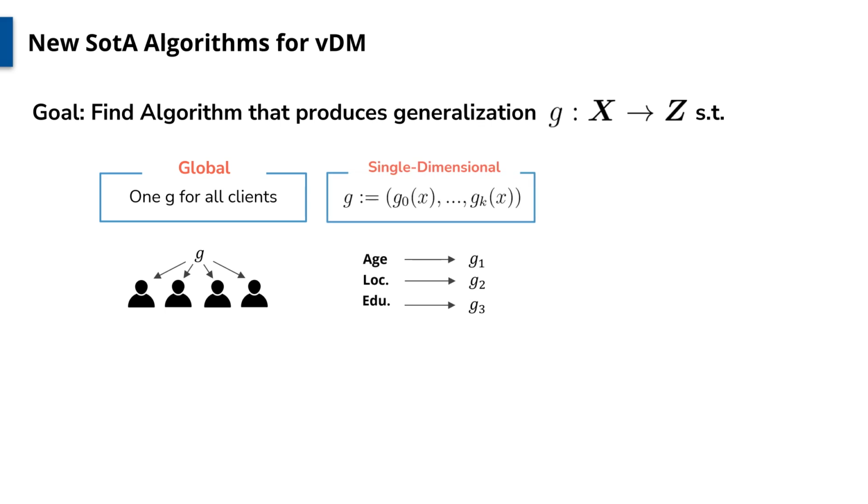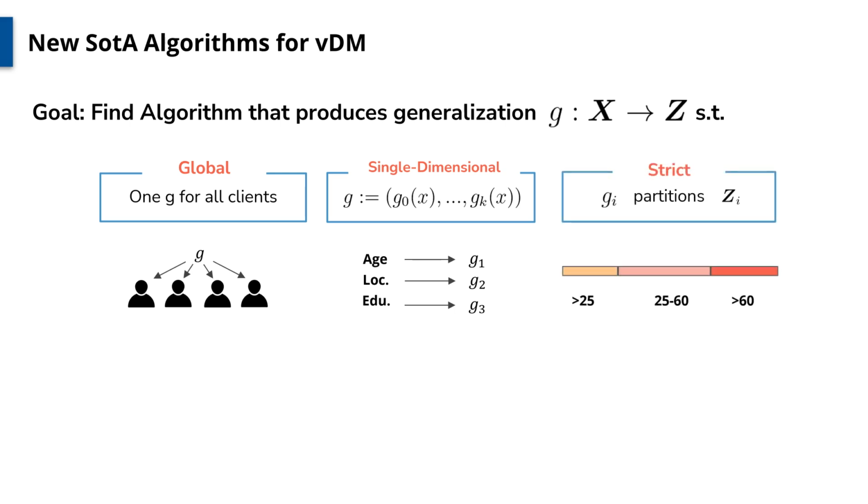Then G should be single dimensional, i.e. each attribute gets generalized individually. And lastly, G should be strict. This means it forms a strict partition of the input attribute domain, such that each value certainly gets mapped to one generalized value. With this in mind, there are obviously a few baseline options.